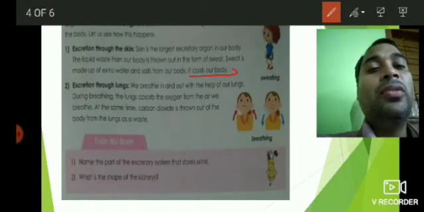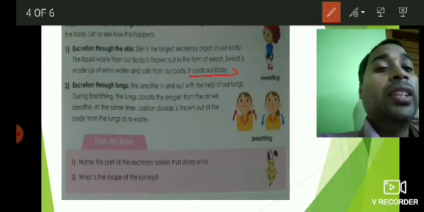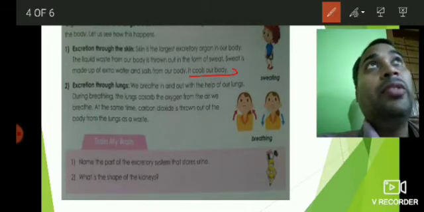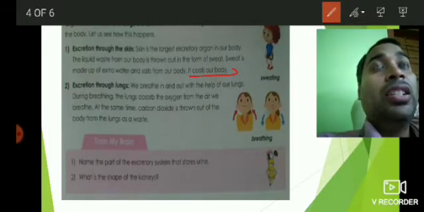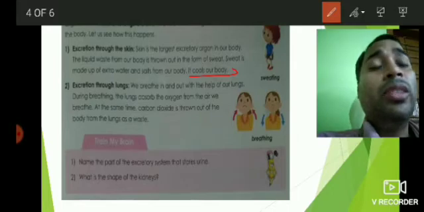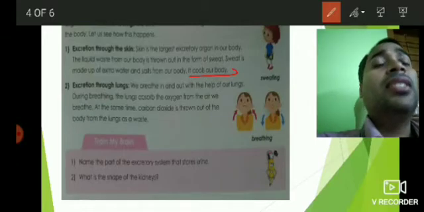Now excretion through the lungs. In what way do the lungs also help in removing some unwanted things? We breathe in and out with the help of our lungs. We all know that we breathe in oxygen and we exhale carbon dioxide. Now the lungs help to absorb the oxygen from the air, and then it sends it to the blood, and then the oxygen reaches each and every cell.